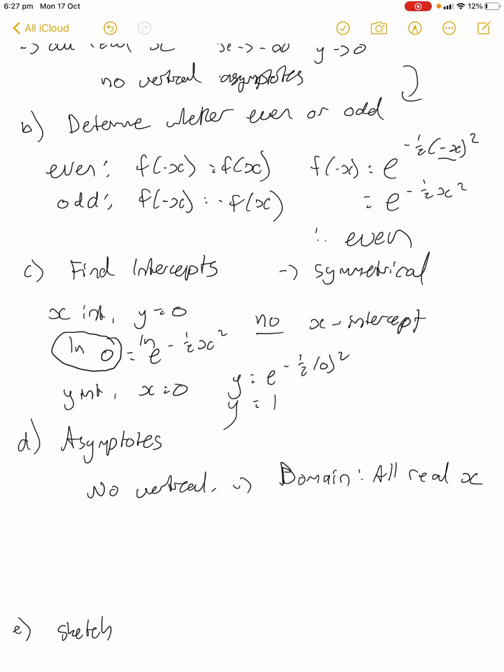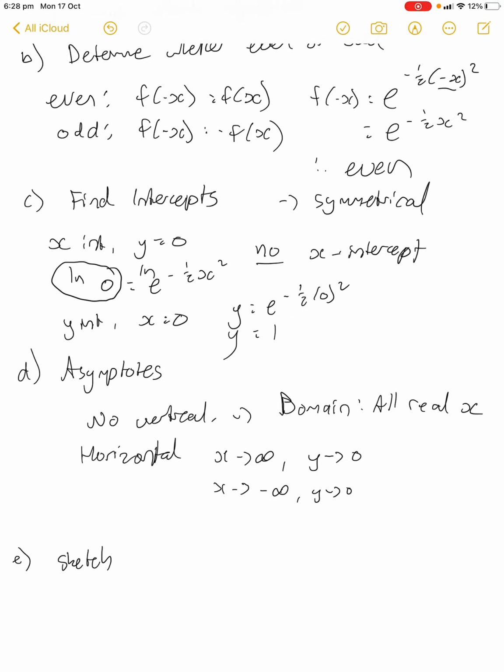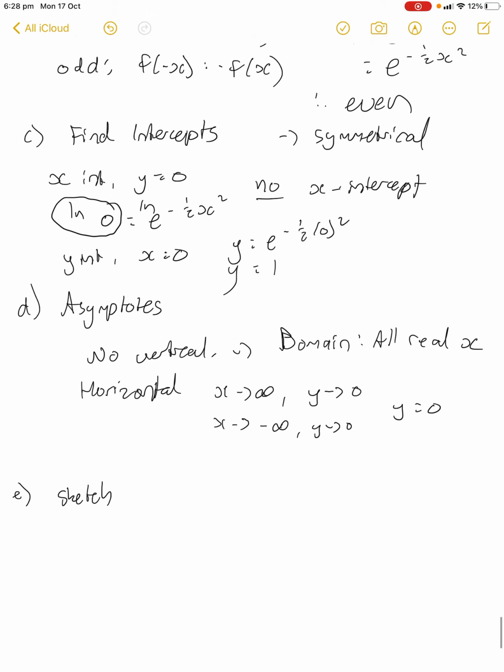The domain is all real x. Every x value exists, so there's no x values that can't be taken. There's no vertical asymptotes. And the range, this is where we get into a little bit further. The horizontal ones, we already explored. We looked at what happens as x approaches infinity, y approaches 0, and as x approaches negative infinity, y approaches 0. So we have a horizontal asymptote at y is equal to 0 along the x-axis.